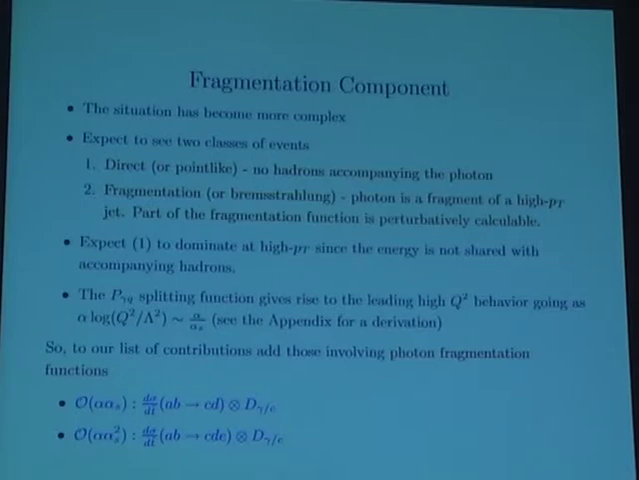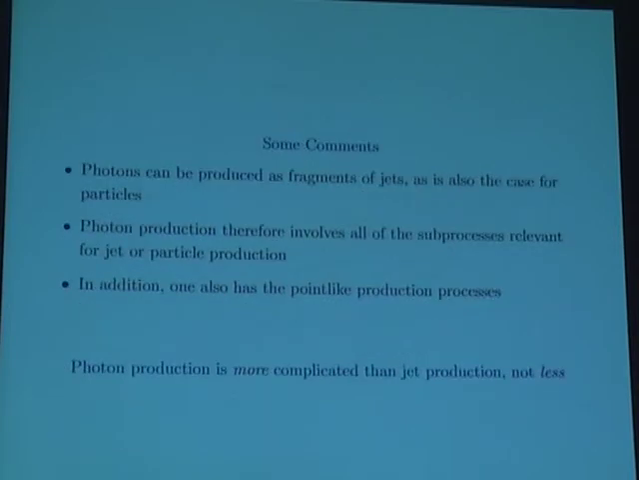Likewise, you can have a convolution of 2-to-3 scattering with an appropriate photon fragmentation function. That will give you something of order alpha strong squared. So now, it appears that we should be including this fragmentation component even in lowest order.